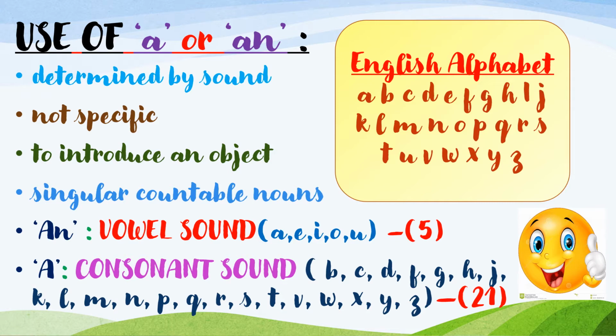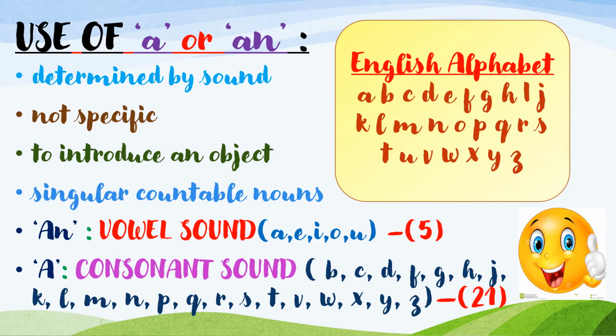First, let us see the use of article a or an. The choice between a and an is determined exclusively by sound. Sound. What sound am I talking about suddenly? You may be thinking about this, right? Exactly. Let me tell you.